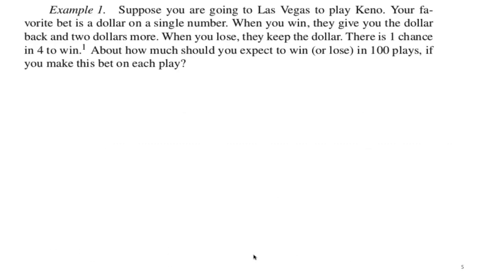So now we'll do this problem. Suppose we play a game at Vegas where we bet $1 on a single number. If we win, we win $2, and if we lose, we lose that $1. Suppose that there's a 1 in 4 chance of winning. The question is, how much do you expect to win or lose if we play this game 100 times?